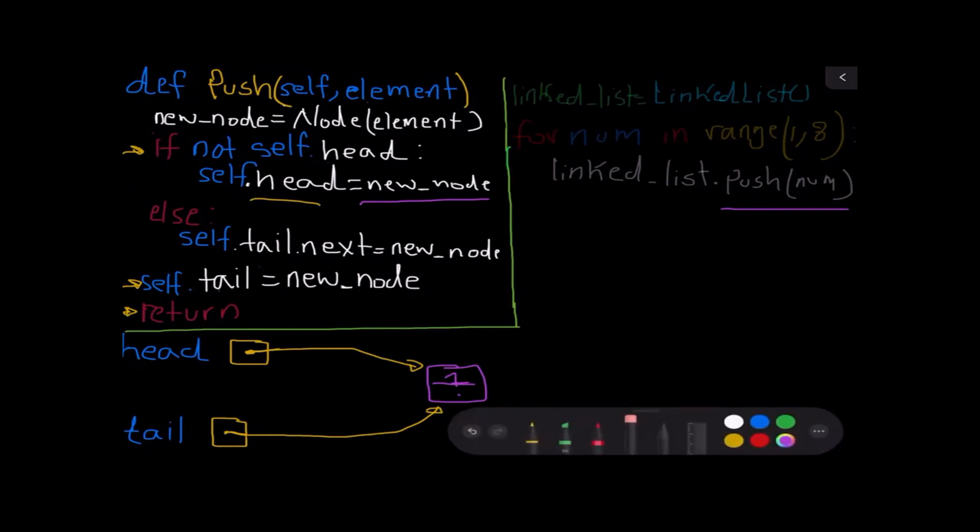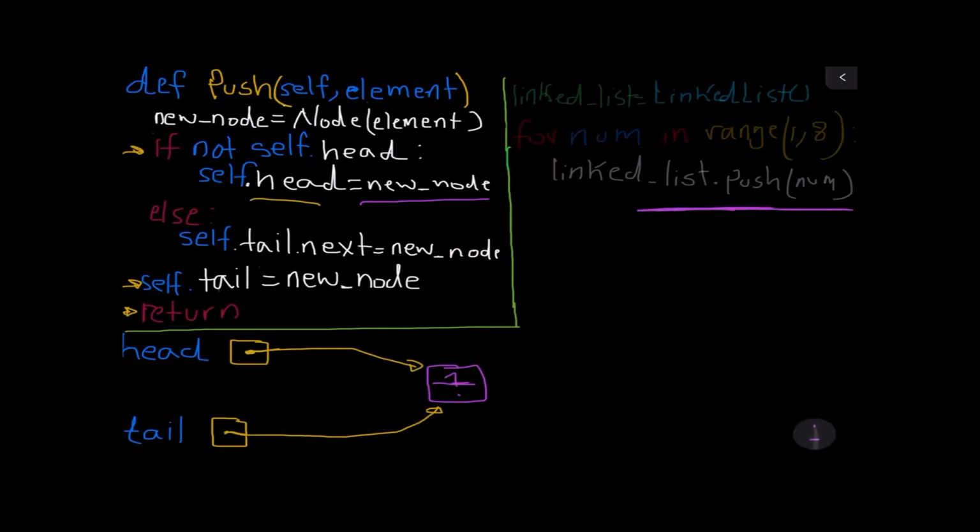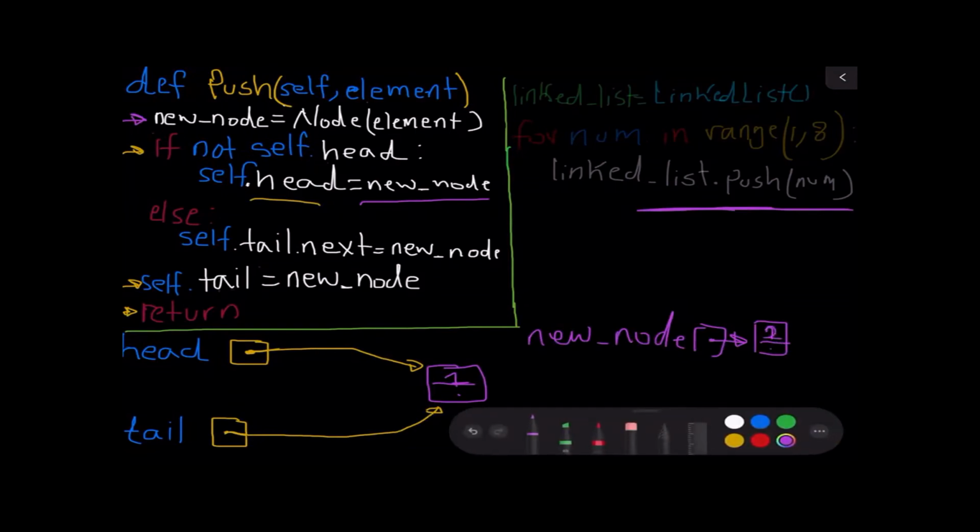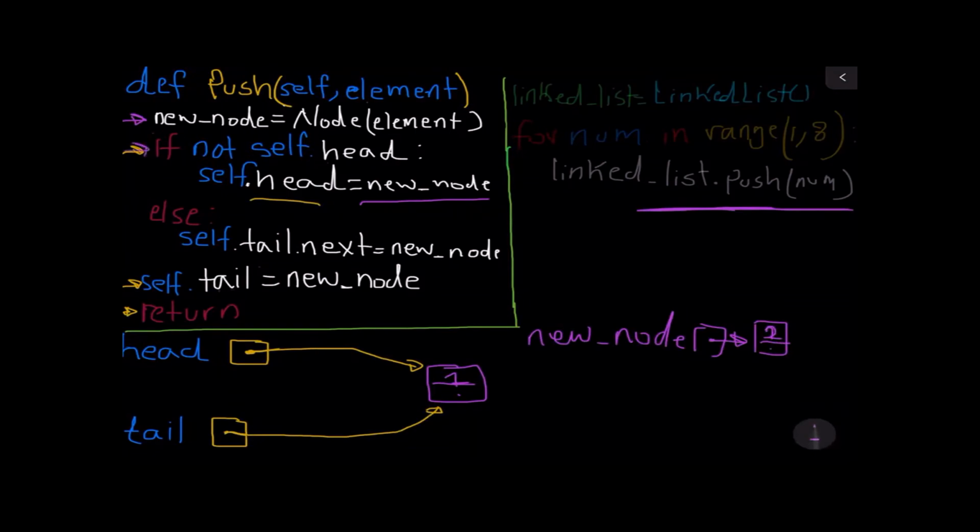And then we go ahead and do another one, and we come in here again and call the function. We pass 2, and here's where we are in the function. We say new node is equal to Node and pass the element 2. So now we have new node that points to a node, which is in this case 2. This is 2.